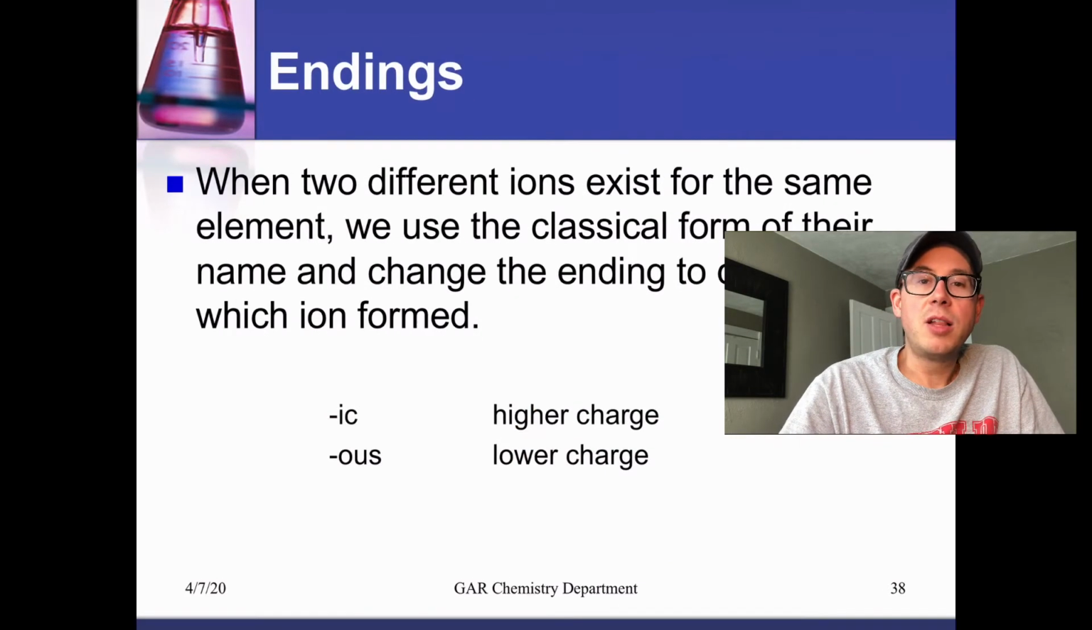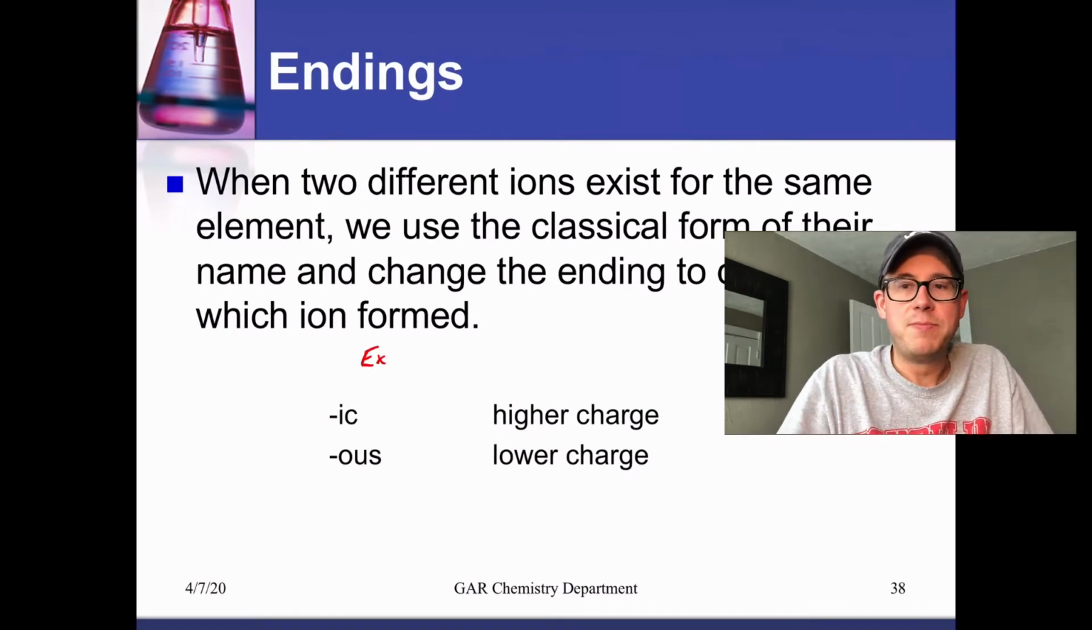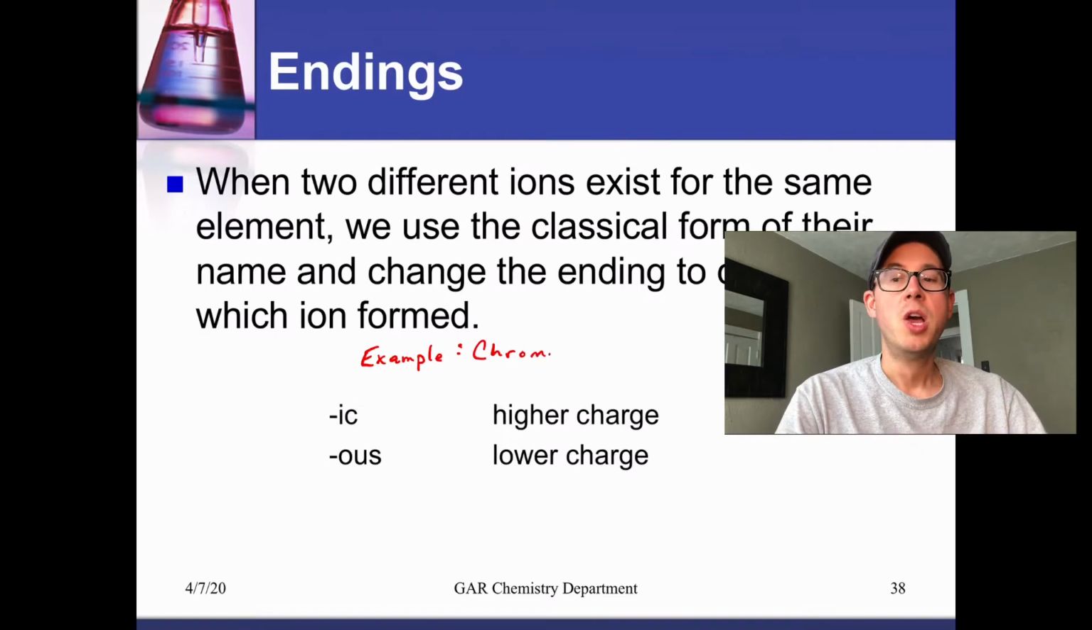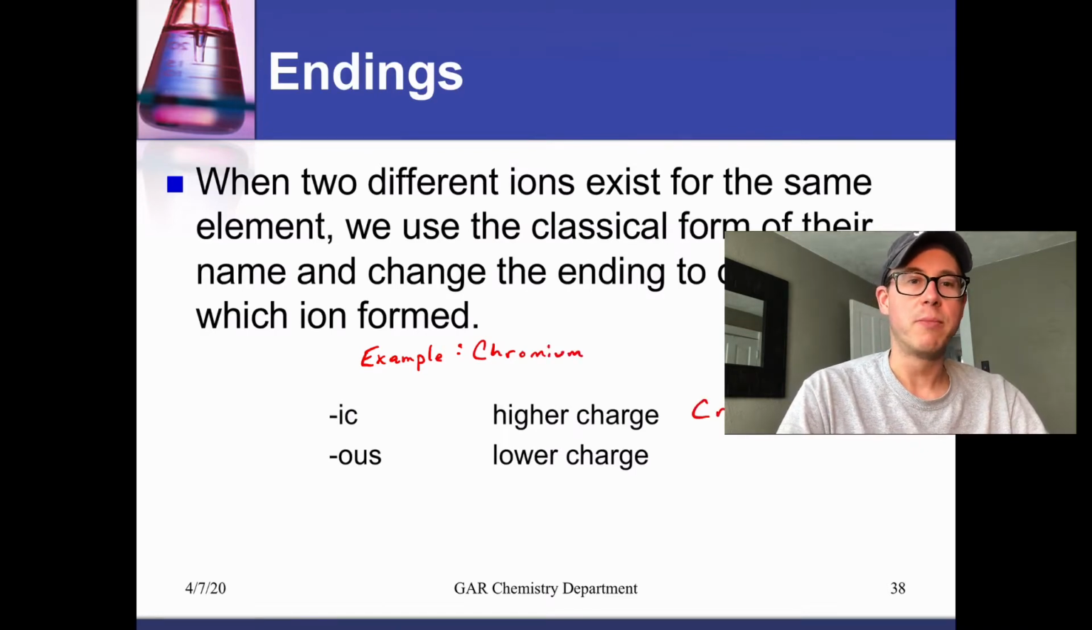In Latin, all of the elements end with um. For example, chromium. When there are two different ions for the same element, like chromium 2 and chromium 3, we use the classical form of their name and we change the ending to describe which ion is formed. The two endings we use are OUS and IC. IC means the element with the higher charge. OUS has a lesser charge. For example, chromous has a lower charge and chromic has a higher charge.